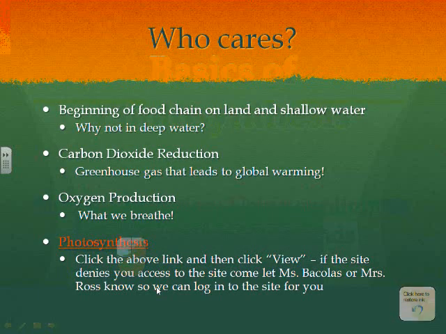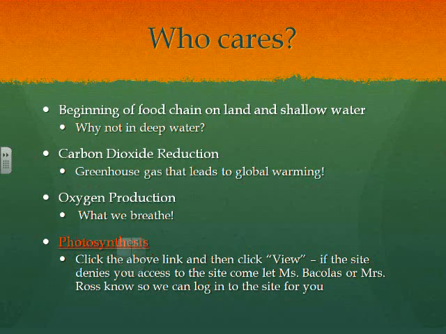So, why do you care? Well, basically the important thing for you guys to keep in mind is the fact that the food chain starts on land with photosynthesis. Photosynthetic organisms use the sunlight to make food, and we then consume those organisms to continue the food chain and to get our energy, our food source.